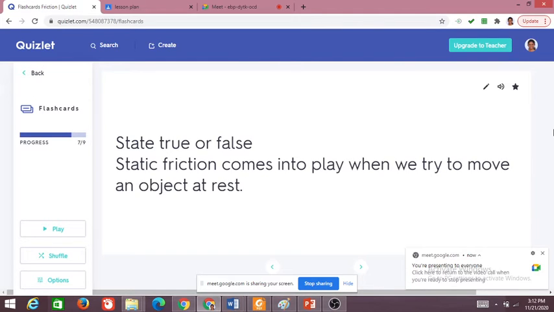Okay, Pranati? Static friction comes into play when we try to move an object at rest. Okay, you skipped one sentence. State true or false was the question, right? So state true or false. Answer through the chat box fast. I need to get all 13 answers now.